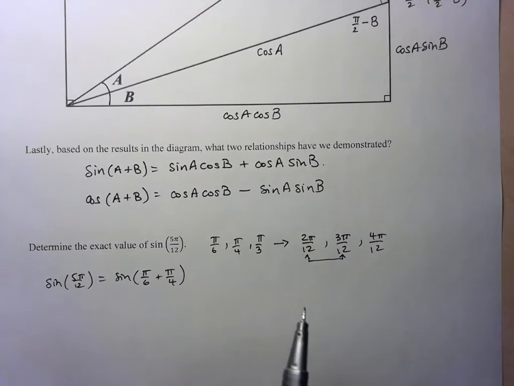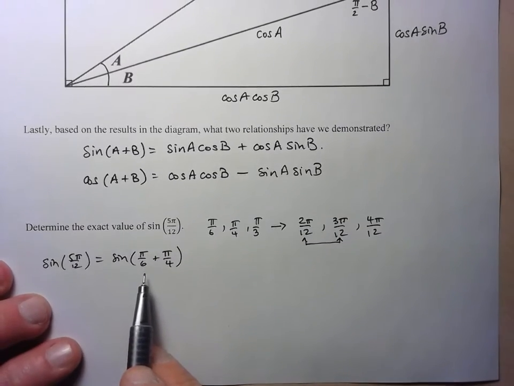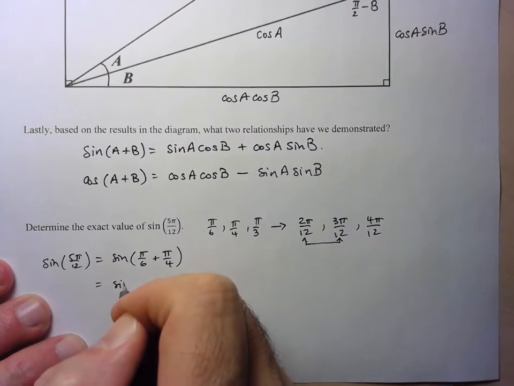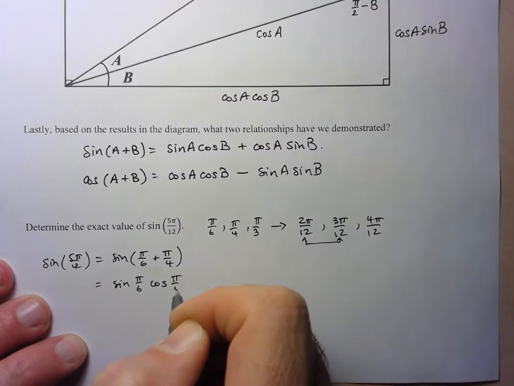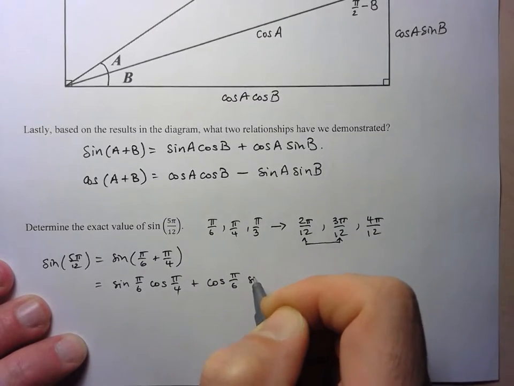Okay, so we're back here, and let's apply our formula, see what happens. So this is going to be equal to sine of the first angle times cos of the second angle plus cos of the first times sine of the second.